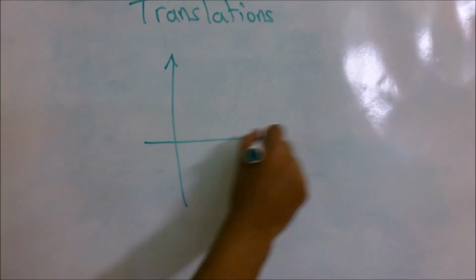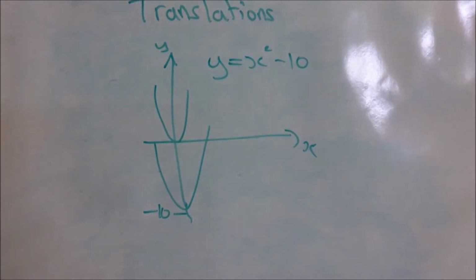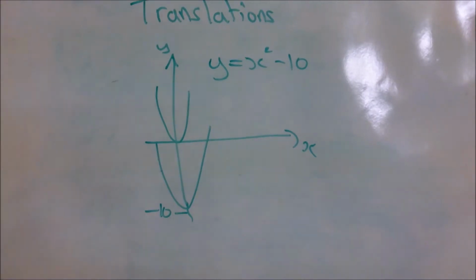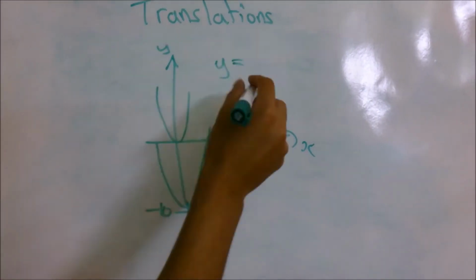This time, we take the x squared graph and move it along the y-axis. So if we go down by 10, each y value needs to be 10 less. So we minus 10. Remember to make sure the y is the subject. So we get y equals f of x plus a.